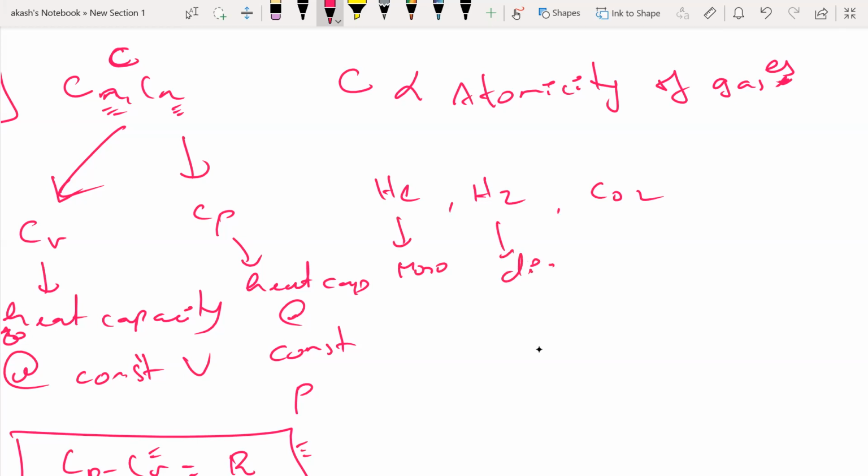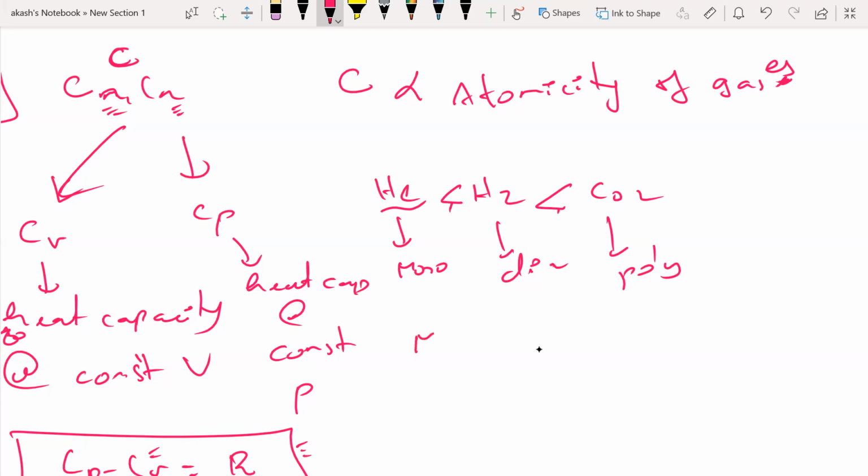This is diatomic, and I know this is polyatomic, right? So the more the atomicity of the gas molecules, the higher the C value will be. So CO2 will have a higher C value than your H2, than your He. Okay, right? Now keeping this in mind, why is it like this? We'll try to understand.